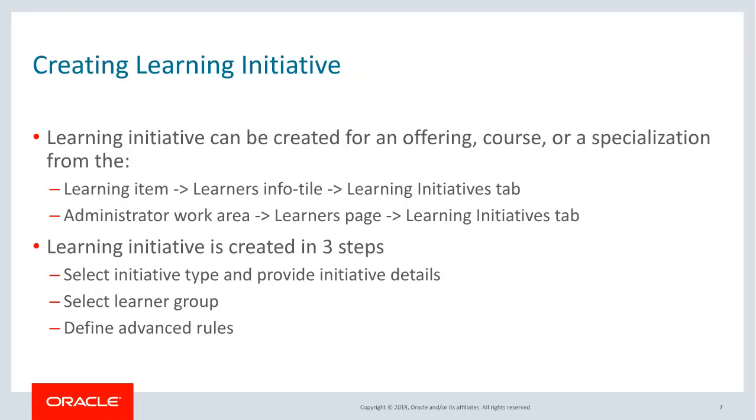Specialists can create a learning initiative from the administrator work area, either from the learners page, go to learning initiatives, or from the learning catalog, go to the specific learning item on which the initiative has to be created, go to the learners info tile and to the learning initiatives link. Then it is a three-step process similar to how a learning assignment is created. Select initiative type and provide initiative details, then select the learner group and then define advanced rules.